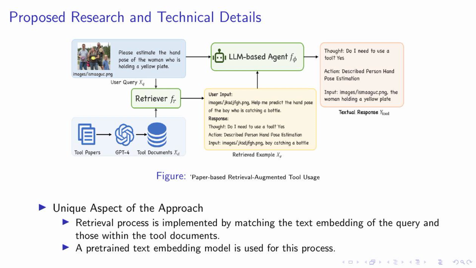On this slide, we delve into the unique aspects of our approach. Central to our method is the retrieval process, which is implemented by matching the text embedding of the user's query and those within the tool documents. This is where our approach stands out. We use a pre-trained text embedding model to facilitate this process. This model helps us to accurately match the user's needs with the most relevant tool, ensuring a more precise and efficient response. This innovative approach allows us to leverage the vast knowledge encapsulated in academic papers, making our tool more robust and versatile. In the figure, you can see a visual representation of our paper-based retrieval-augmented tool usage, which further illustrates this process.